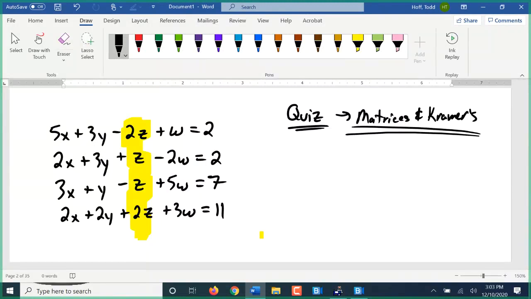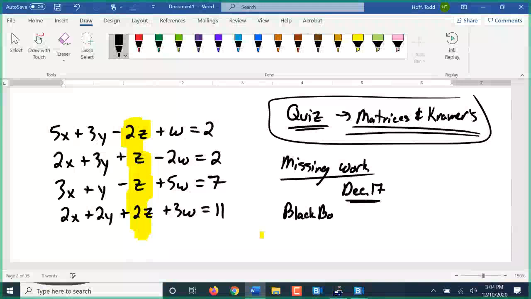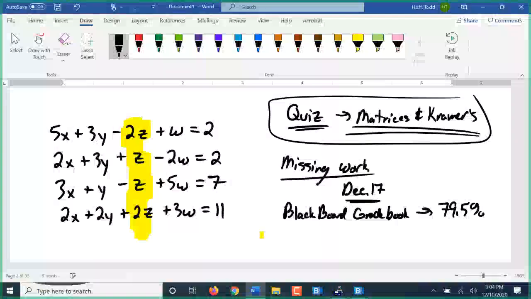Remember, if you are missing any homework, we have until next Thursday. And December 17th is the drop dead date. Look in Blackboard, in the grade book. The cutoff, I always say 80%, but technically it's 79.5%. Now, if you hit 79.1, I'll round you up. But you've got to be in that 79 to 80% range to pass this course.